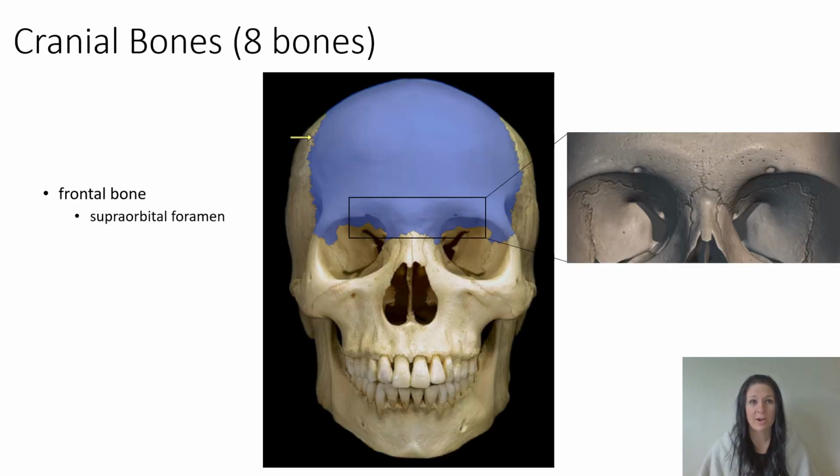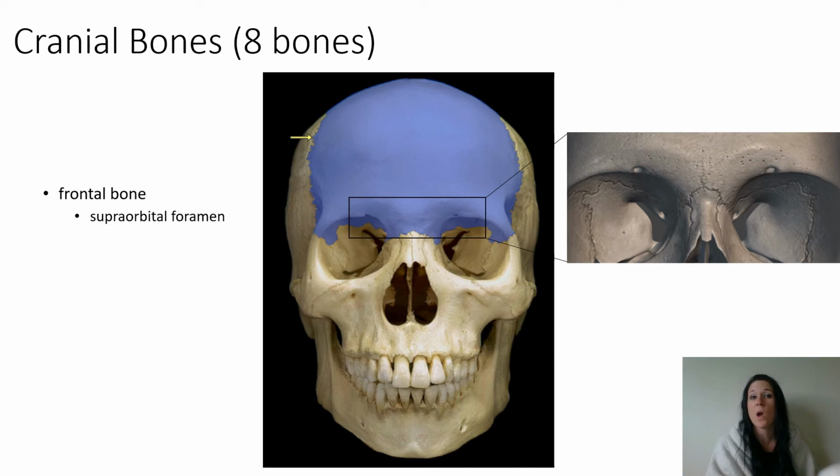All right, we're going to start with the cranial bones. So just a little bit about the skull. It's composed of 22 bones, 8 cranial bones, and 14 facial bones. The cranial bones are going to make up this cranial vault here where the brain is kept. And then the facial bones will make up the face.